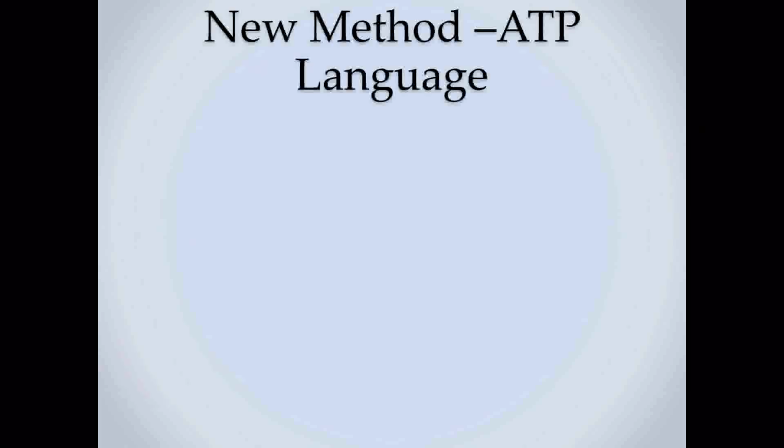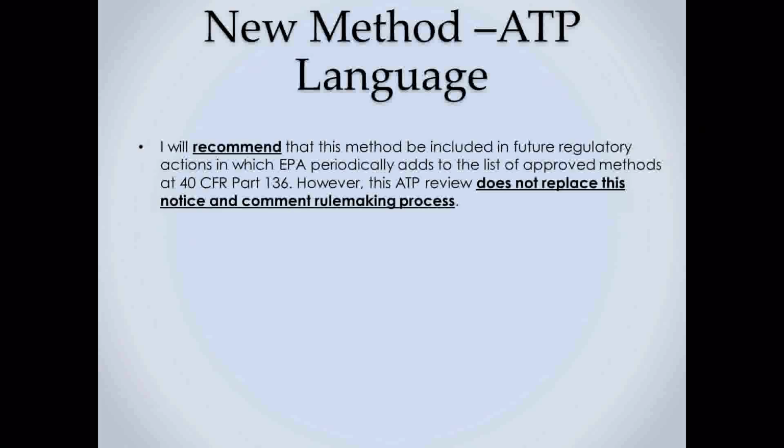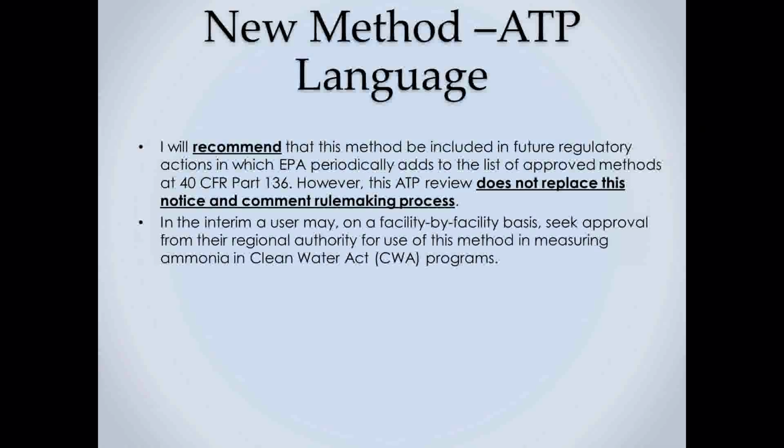Okay. So, again, new method ATP language. This is in the ATP letter. It says it is recommended that this method be included in future regulatory actions and adds to the list of approved methods in 40 CFR 136. However, this ATP review does not replace the notice and comment rulemaking process. In the interim, though, a user may, on a facility-by-facility basis, seek approval from their regional authority for the use of this method in measuring ammonia in Clean Water Act programs.